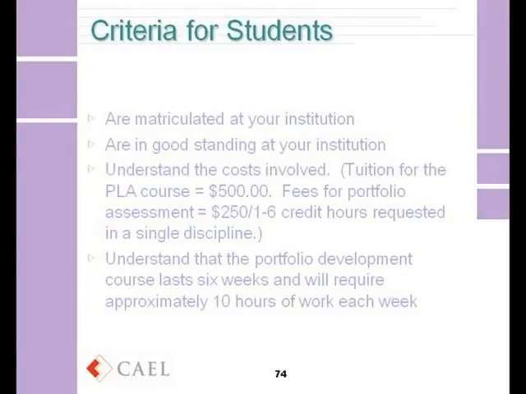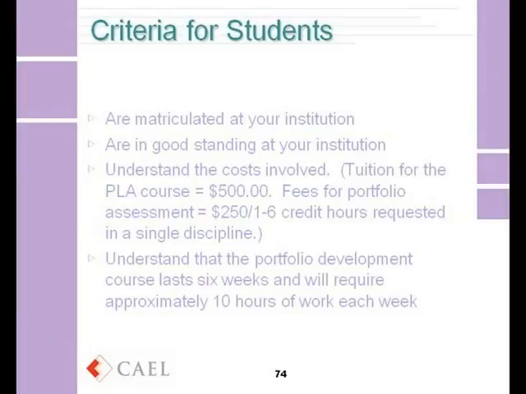And then there are fees for the portfolio assessment itself. Those fees are $250 for 1 to 6 credit hours requested in a specific discipline, and then increments of 6 credit hours at $250 for additional requests in a single discipline.